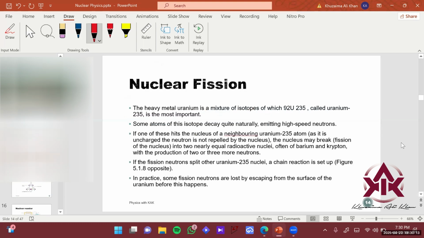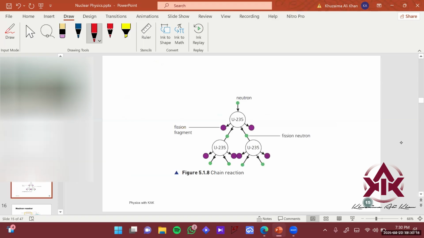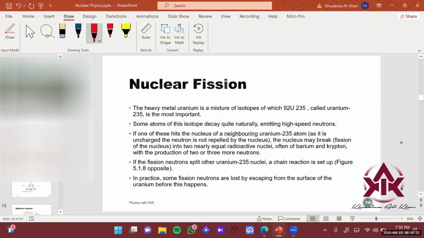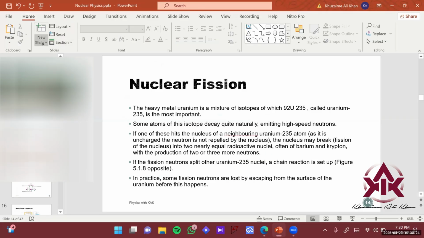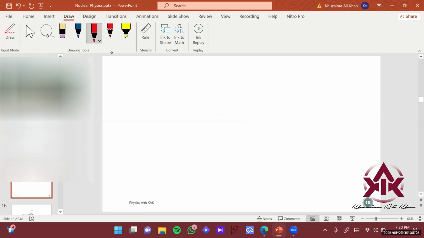Then we have a nuclear fission process over here, right? So it's pretty simple. Just imagine that you have a mother element here. What is nuclear fission? It is basically as follows. You have the mother element here, and that is starting the process.